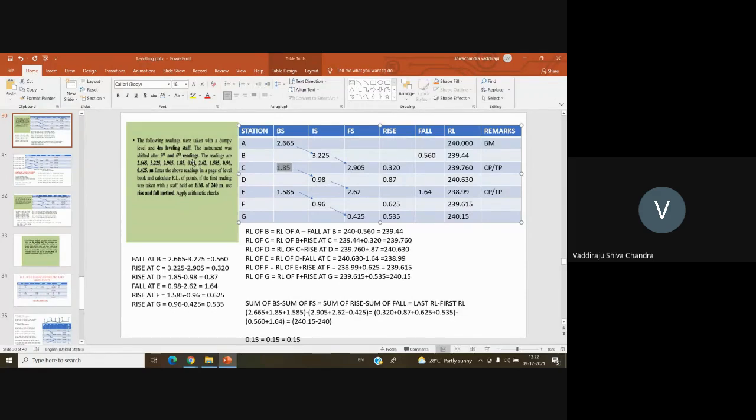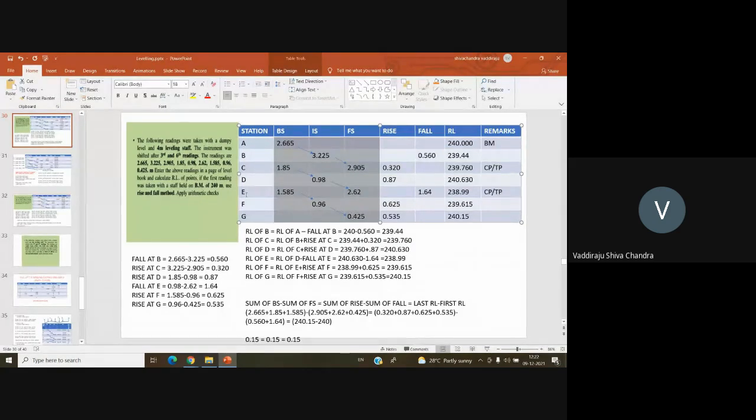After the sixth reading, instrument is shifted, so it will become my fourth side. And next 1.585 is the next reading after taking fourth side, so it will be my back side. And 0.96 is the intermediate side. 0.425 is the last reading of the work, so it will become your fourth side. So you need to transfer these values into corresponding fourth sides, back sides, and intermediate sides.